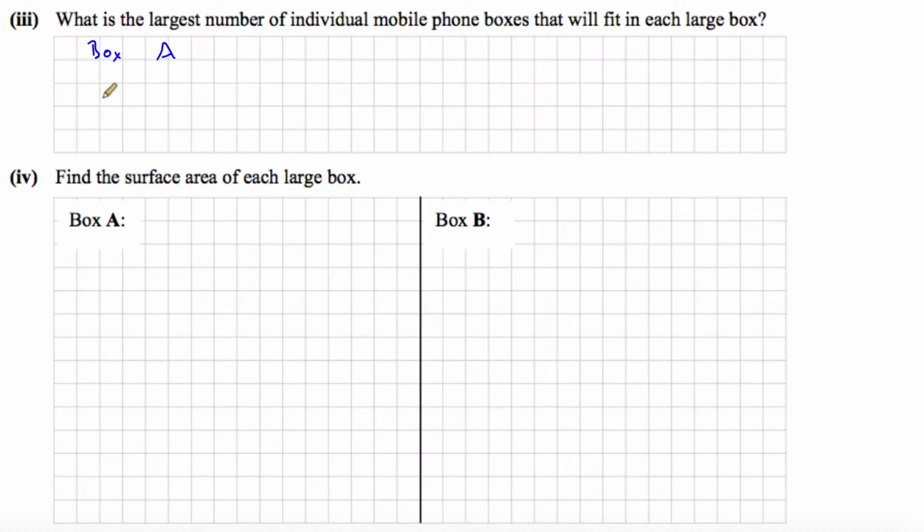So for box A we can say 32 divided by 8 gives 4. 30 divided by 6 is 5, and 78 divided by 13 gives us 6 on the calculator. So box A can be filled to the top, filled completely.